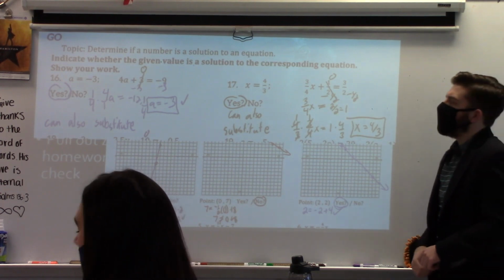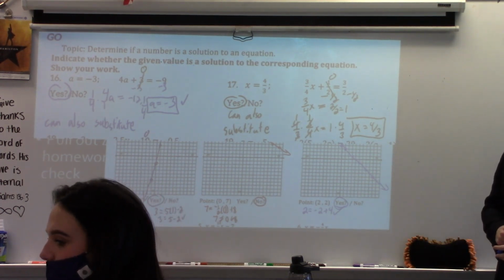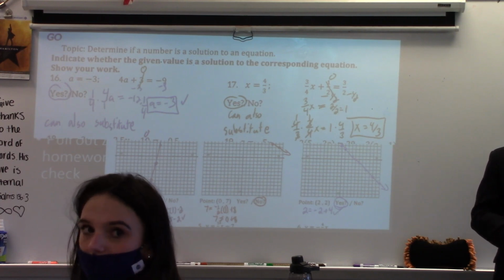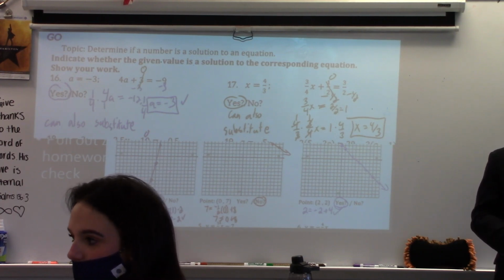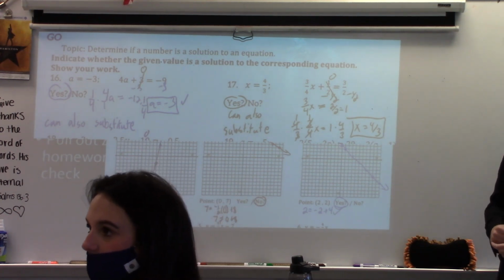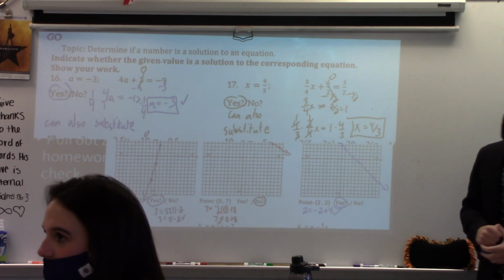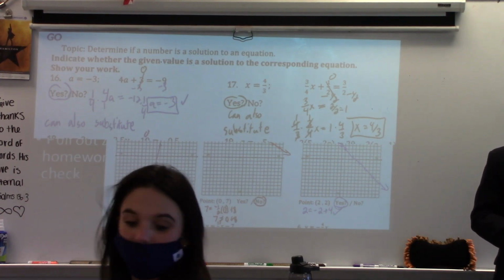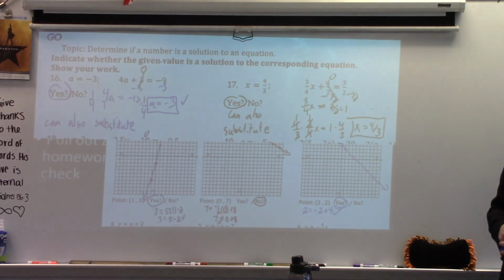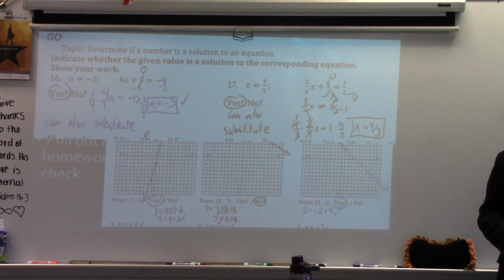Linnea, what's 4 times negative 3? I would use a calculator. Negative 12. And then negative 12 plus 3? Negative 9. So we substituted negative 3 in. It gave us negative 9. So is negative 3 a solution?